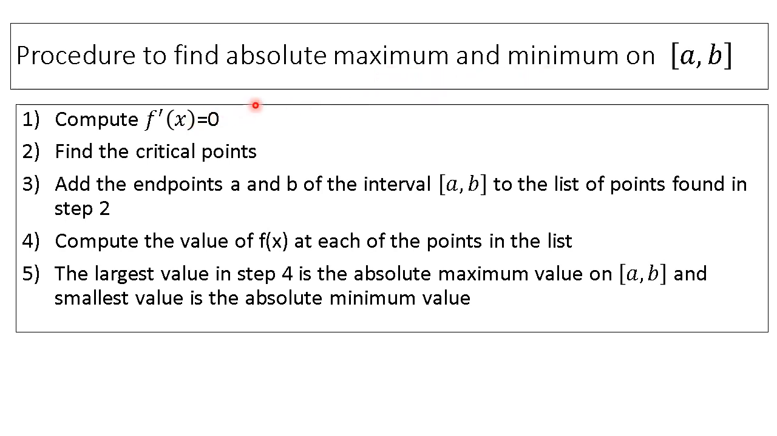Here, first write down the given function. Here we are considering the closed interval A and B. This is what you have to keep in mind. Okay, first write down the equation. Find f dash of x and equate that with 0 and find the roots. Those roots are called critical points, along with the endpoints A and B.